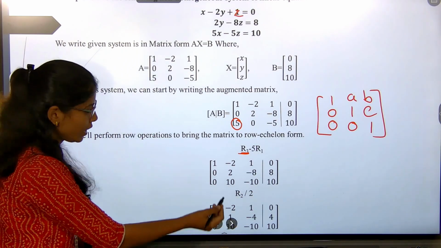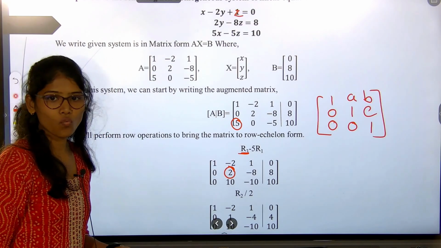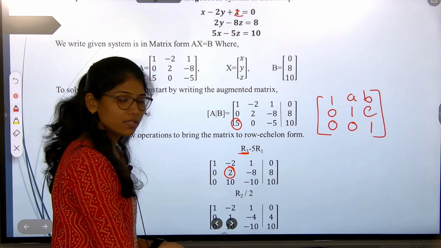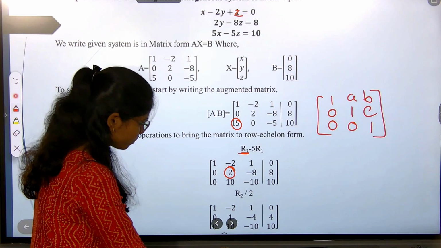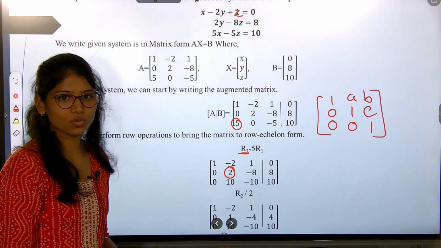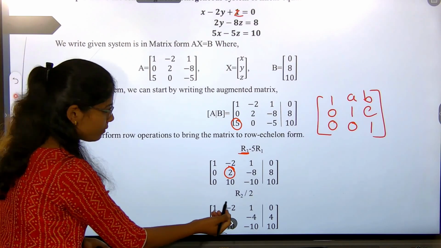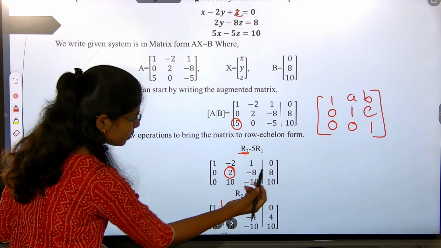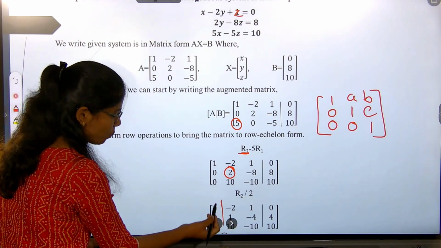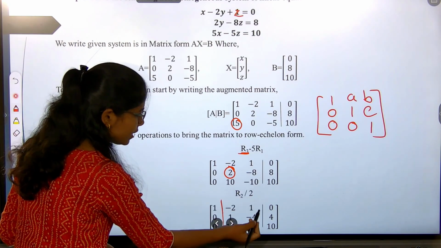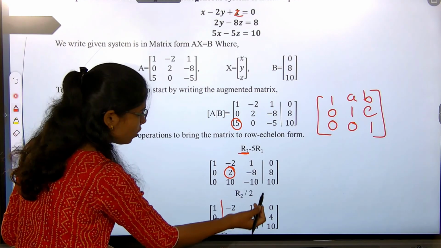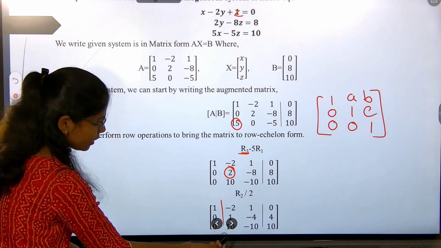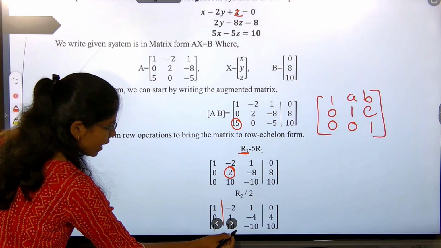Okay. Then make the second leading element 1. For that we divide R2 by 2, so we get this 2 as 1. We are doing changes in R2. So write down R1 and R3 as it is, 1 minus 2 1 0 and last 0 10 minus 10 10, and divide R2 by 2. So we get 0 upon 2 is 0, 2 upon 2 is 1, minus 8 upon 2 is minus 4 and 8 upon 2 is 4. Now this is minus 2 1 10.